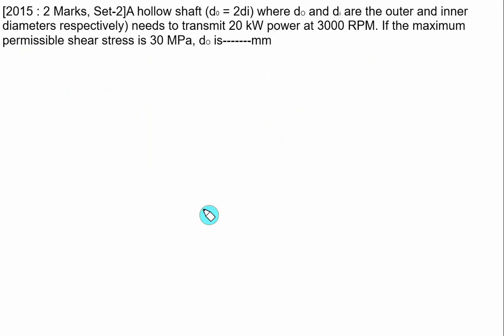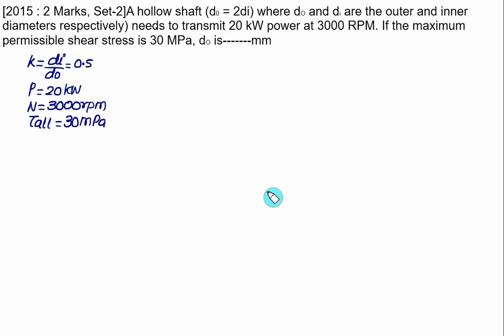We'll take one problem from the GATE examination. A hollow shaft whose outer diameter is 2 times the inner diameter, where DO and DI represent the outer and inner diameter respectively, needs to transmit 20 kilowatt at 3000 rpm. Maximum permissible stress is equal to 30 megapascal. DO you have to calculate. So K, the ratio of inner diameter DI to outer diameter DO, is 1 by 2, that is equal to 0.5, and we have power equal to 20 kilowatt, speed equal to 3000 and shear stress equal to 30 megapascal.